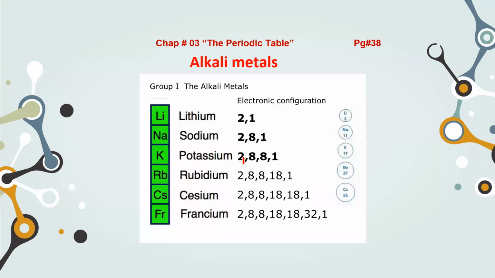Potassium has 2 electrons in the first shell, 8 electrons in the second shell, 8 electrons in the third shell, and 1 electron in the fourth shell. Rubidium has 2 electrons in the first shell, 8 in the second, 8 in the third, 18 in the fourth, and 1 electron in the fifth shell. Cesium has 2 in the first, 8 in the second, 8 in the third, 18 in the fourth, 18 in the fifth, and 1 in the last one.